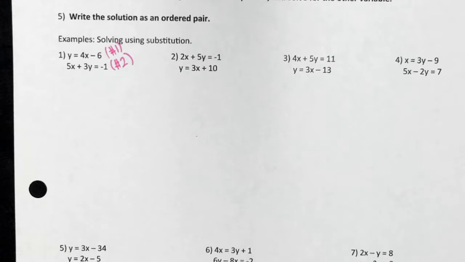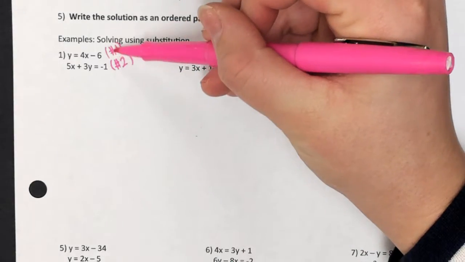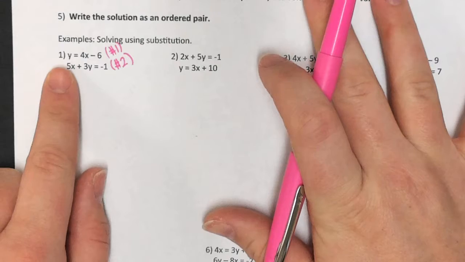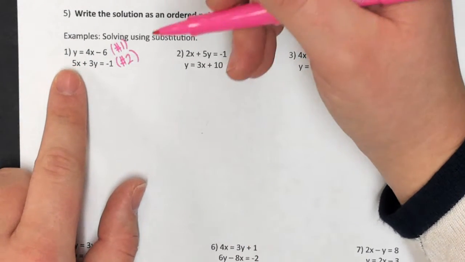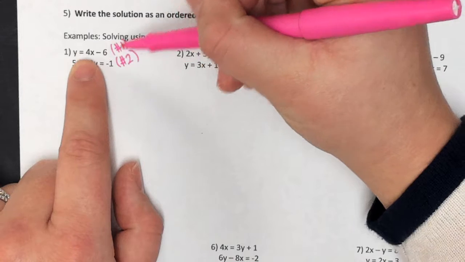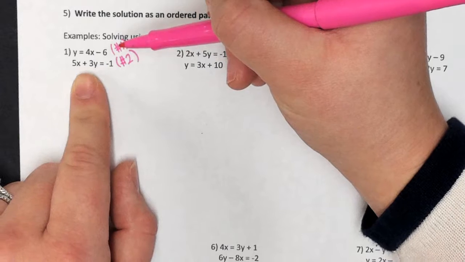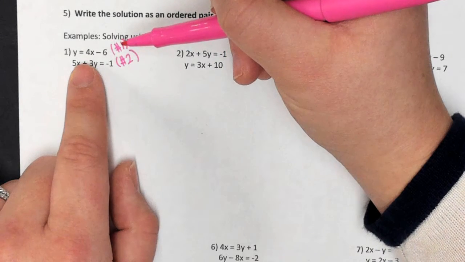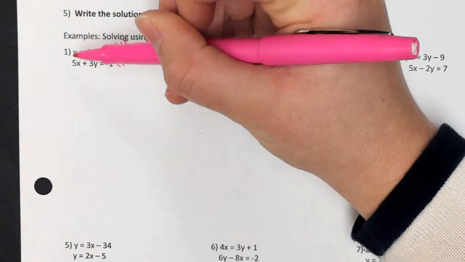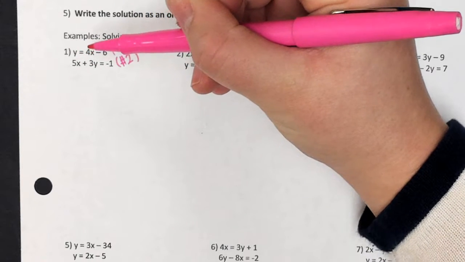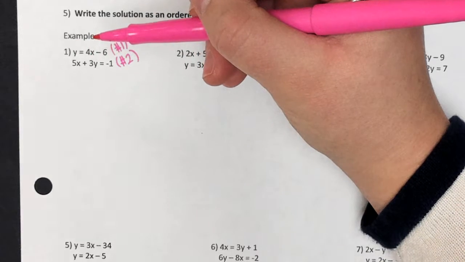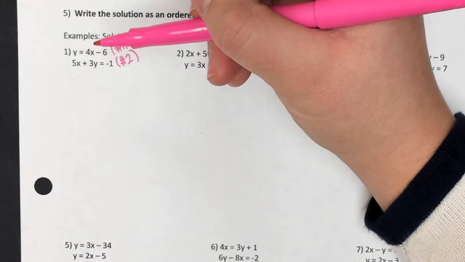Is any one of these solved for one variable only? Number 1, what's it solved for? What I meant to say is it either has to be y equals or x equals. So in equation number 1, it's solved for a variable. We have y equals 4x minus 6. So in substitution, the first step, you have to make sure that at least one of them is solved for something. Now, we're going to substitute that into equation number 2.